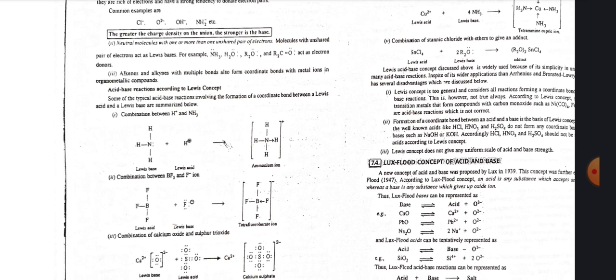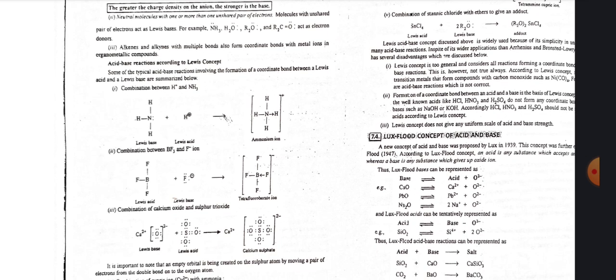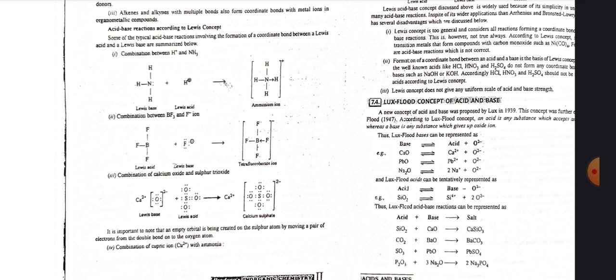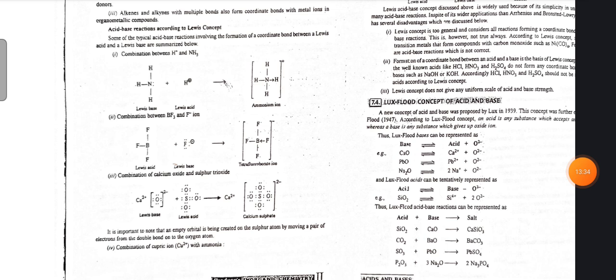The Lewis acid-base concept discussed above is widely used because of its simplicity in many acid-base reactions. In spite of its wider applications than the Arrhenius and Bronsted-Lowry concepts, it has several disadvantages, which are discussed below. The Lewis concept is too general and considers all reactions forming a coordinate bond as acid-base reactions. This is, however, not always true. According to the Lewis concept, transition metals that form compounds with carbon monoxide such as Ni(CO)4 would be acid-base reactions, which is not correct.